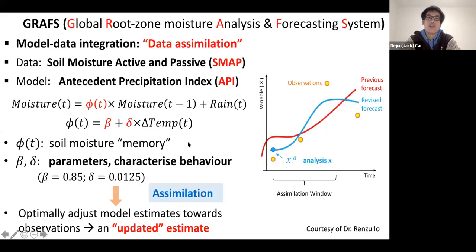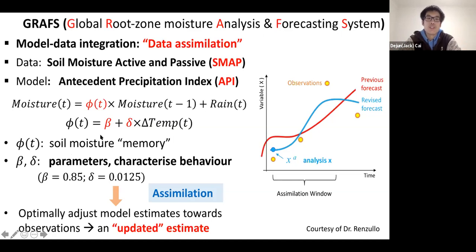A new system called GRAPS is trying to achieve this model data integration by a method called data assimilation. It integrates the satellite data from the soil moisture active passive, or SMAP, into the antecedent precipitation index model, or the API model. The most important part of this model is the coefficient phi-t, which represents how much moisture from yesterday is still in the soil today, or the so-called moisture memory.